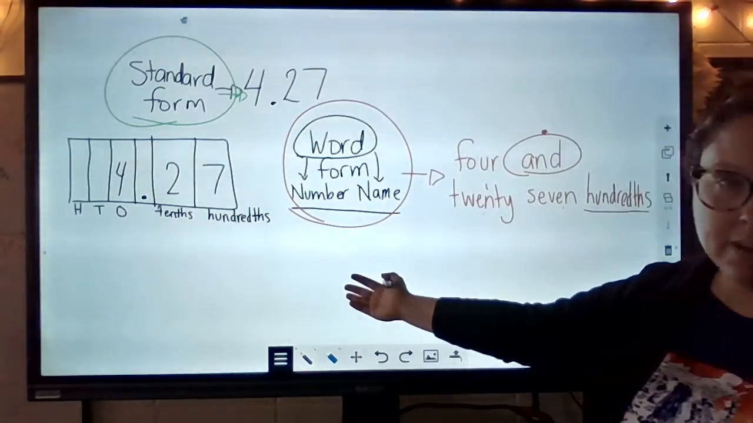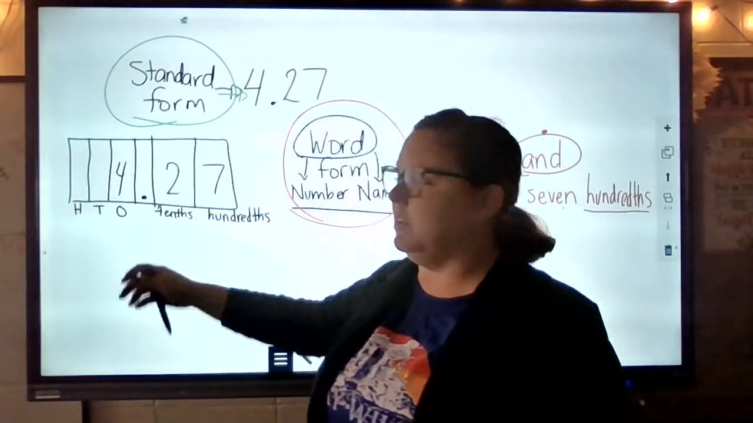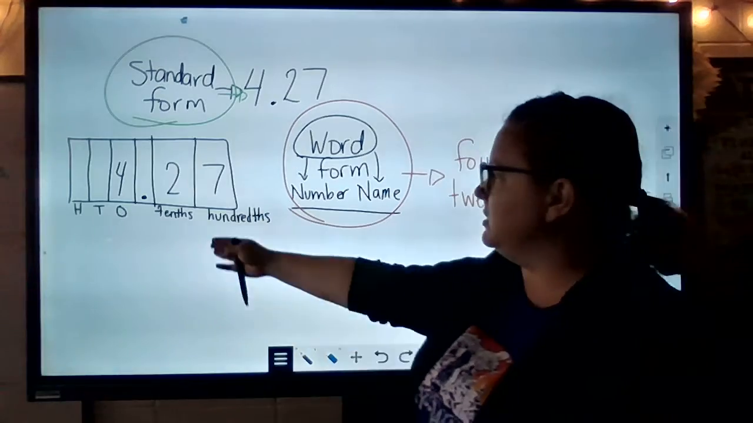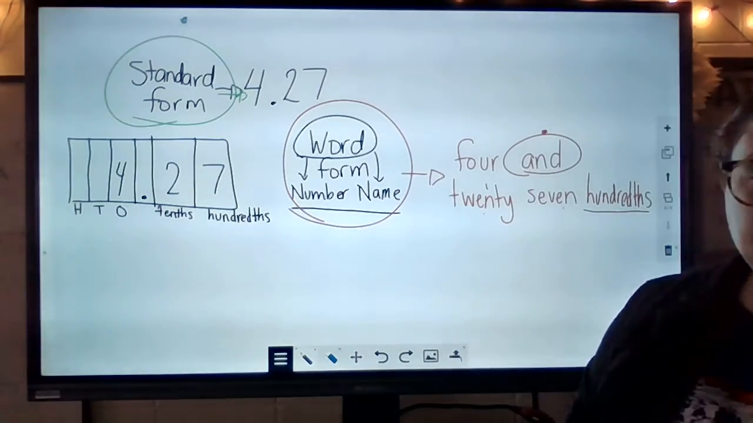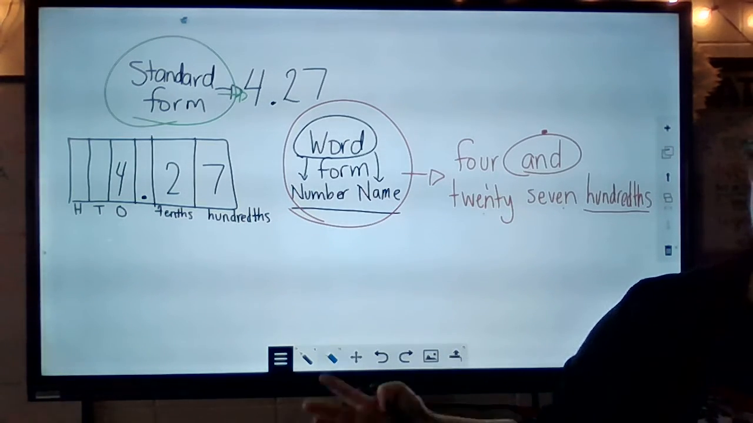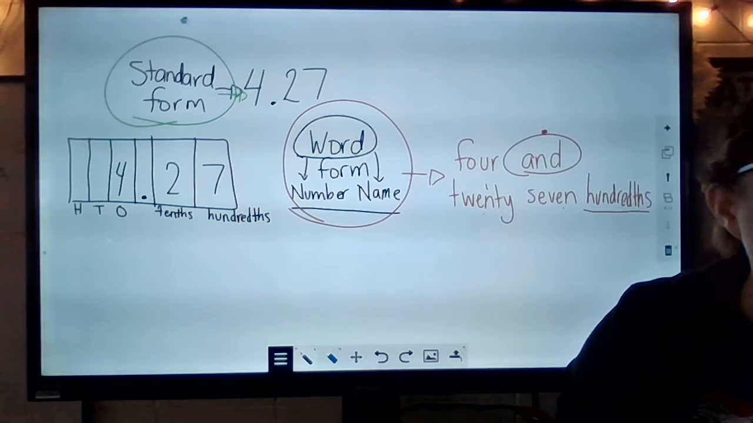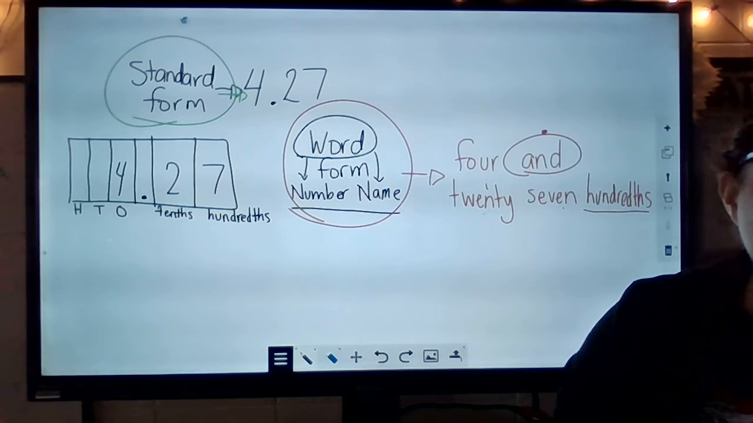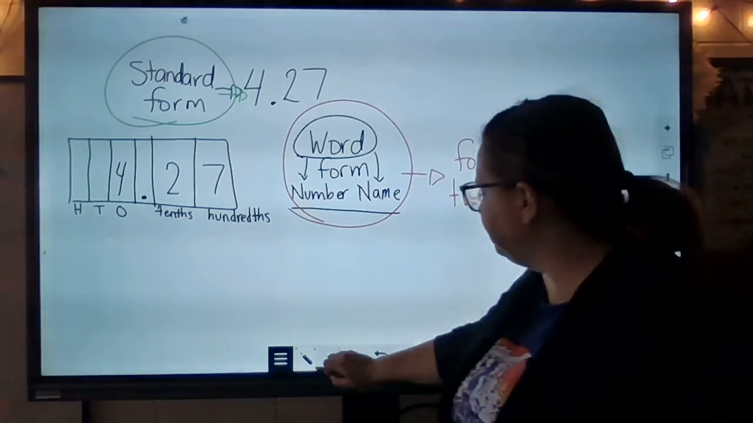So if it ends in this hundredth spot, if the last digit is in the hundredth spot, then it's hundredths. If there was no 7 here and it just ended in the tenth spot, then it would be 2 tenths. And it's 27 hundredths. The tenths you do not need to put in there because it's inferred that it's 2 tenths with the number 27. Just like if I were to say 27 is a whole number, I know it's 2 tens because it's together, 20. Okay, so that's our word form.